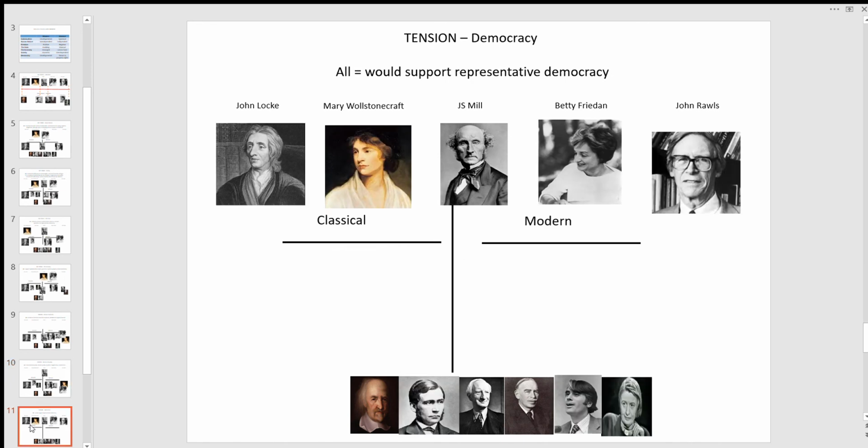Last one then is liberals and democracy. All would support a representative democracy, pretty much to do with their fears of democracy. In this case, the divide we looked at when we were doing democracy. All liberals had a number of fears of democracy, ruled by the uneducated masses. There was male tyranny of the majority.